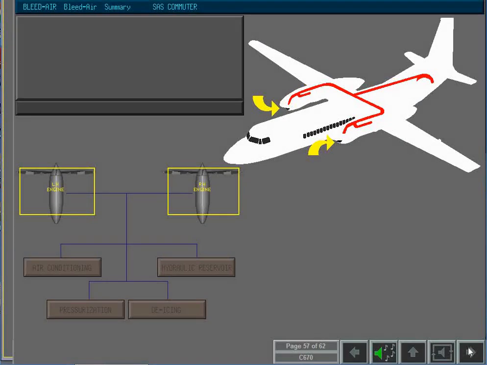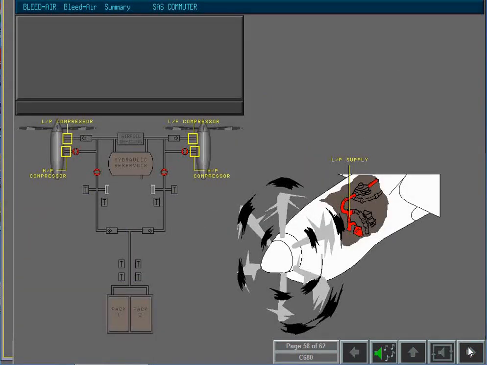Bleed air is supplied by both engines, although sufficient bleed air may be provided by one engine should a malfunction occur. Bleed air is drawn from the low-pressure compressor or the high-pressure compressor. Under normal flying conditions, low-pressure bleed is used. High-pressure bleed air is used when low-pressure bleed is insufficient.